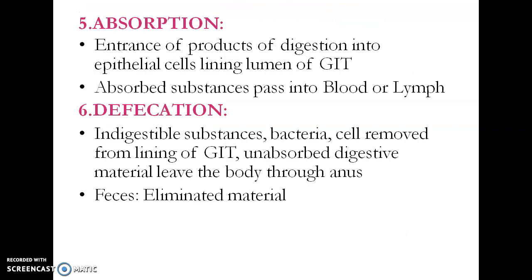The next process is absorption. Absorption is the entrance of the products of digestion into the epithelial cells lining the lumen of the GI tract. The absorbed substances further pass into the blood or into the lymph and are then circulated.